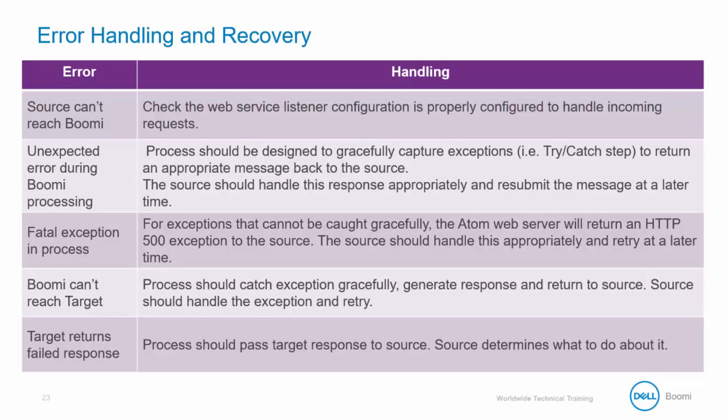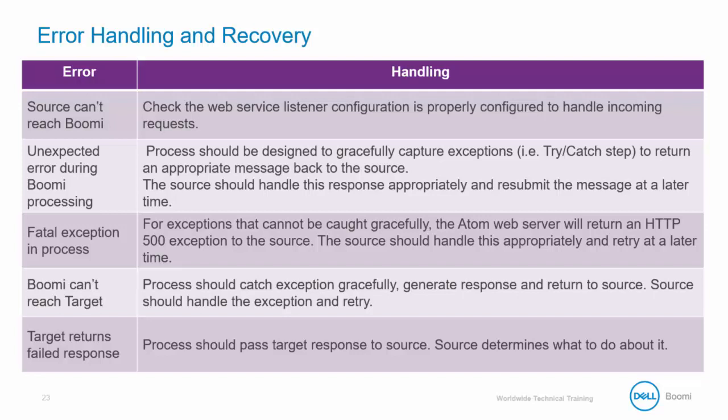Here are some possible errors with the web service. The source can't reach Boomi. You'd want to check that the web service listener is properly configured to handle incoming requests. There's an unexpected error during a Boomi process. Processes should be designed to gracefully capture these exceptions to return an appropriate message back to the source. There's a fatal exception in the process. For exceptions that cannot be caught gracefully, the Atom web server will return an HTTP 500 exception to the source.